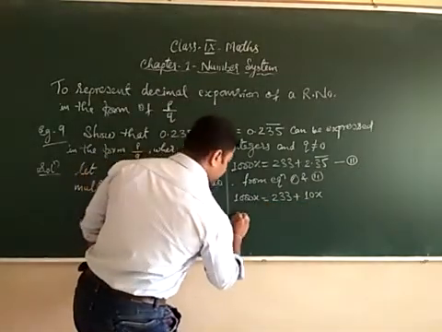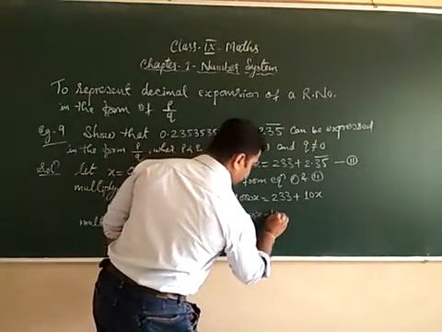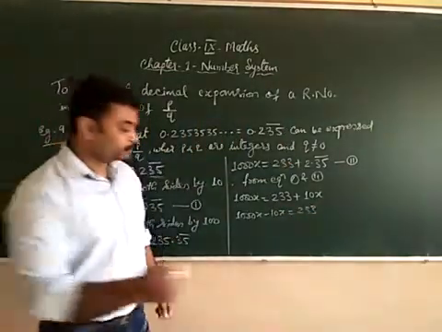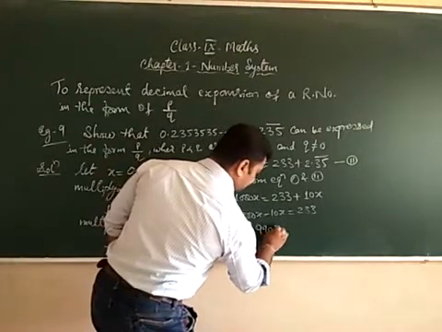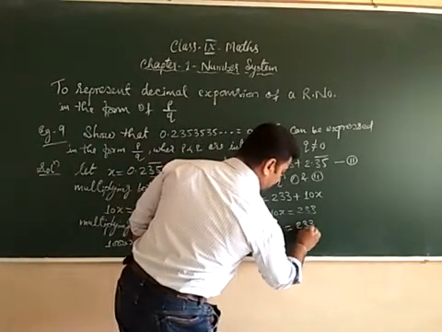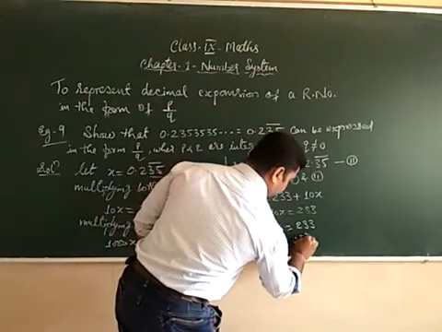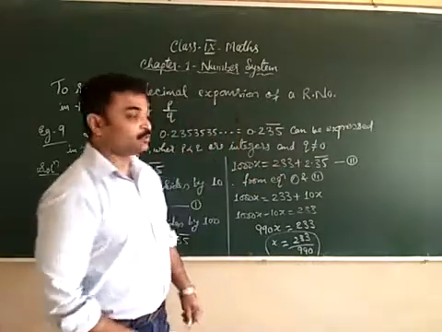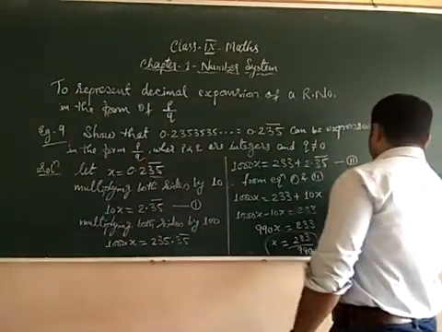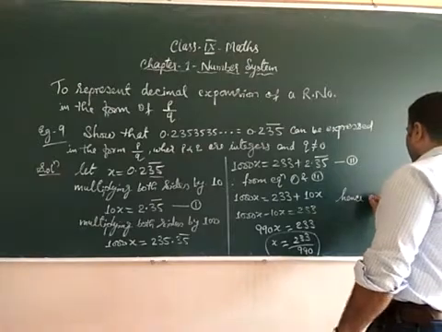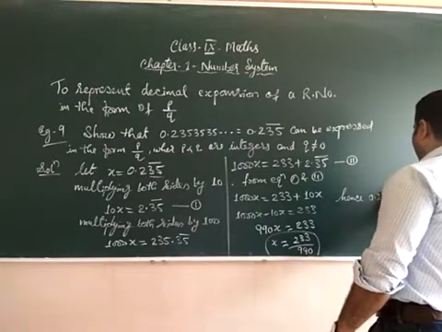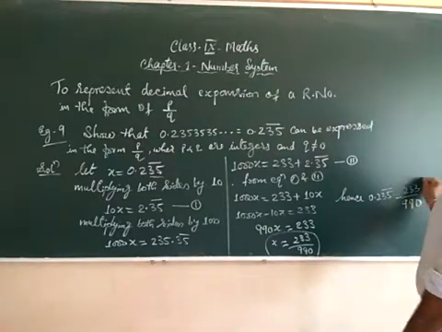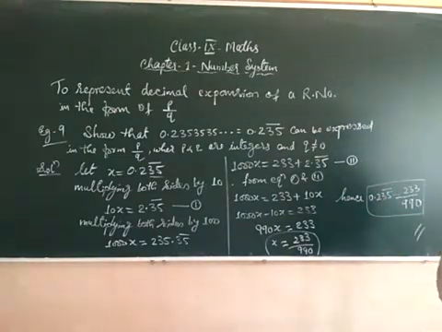Now, by transposing, 1000x minus 10x is equal to 233. So 990x is equal to 233 and x is equal to 233 upon 990. So this is our representation. Hence we can write 0.235 bar is equal to 233 upon 990. Got it?